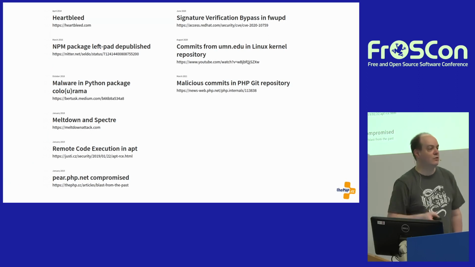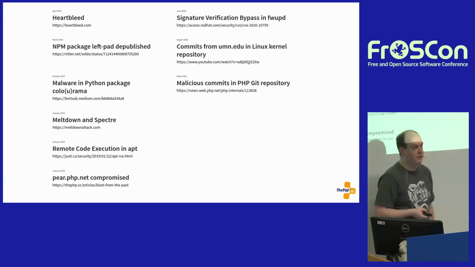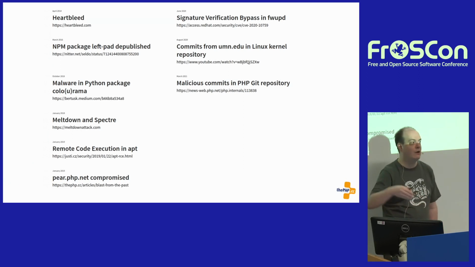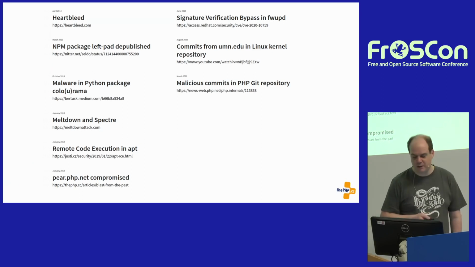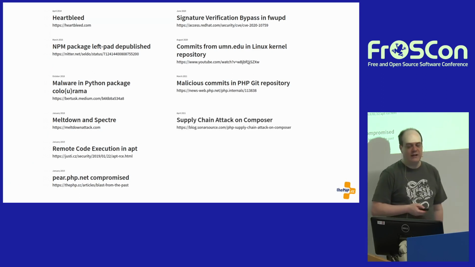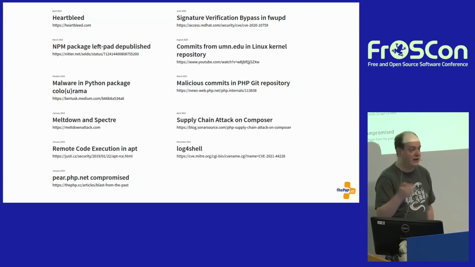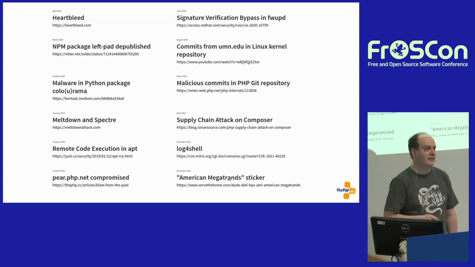PHP's Git server was compromised in 2021. That's the reason, or that's the kick in the butt we needed as the PHP project to move off our own infrastructure and onto GitHub. Supply chain attacks on Composer happened. Log4Shell happened. This is the funniest one of them all, I think.